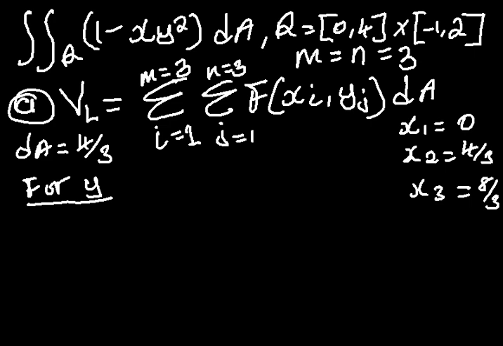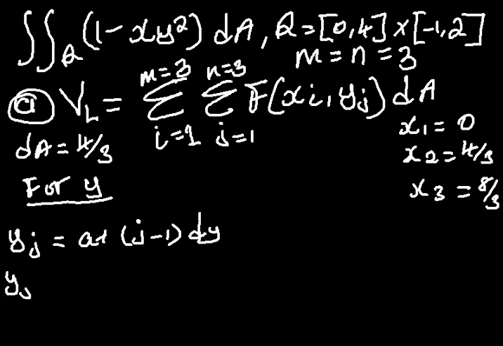That is it. And for y as well, the principle will be the same. yj will be given as a plus j minus 1 times delta y. The formula will be the same. So in this case, y1 will be given as -1 plus 1 minus 1 times delta y. What is the delta y? We had it as 1, so that is the same as -1.